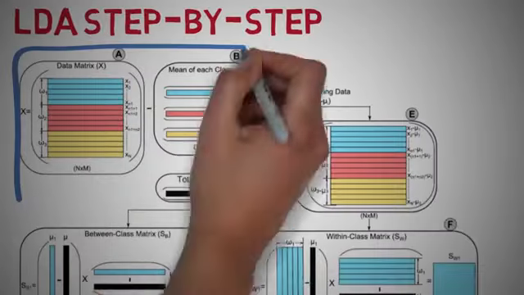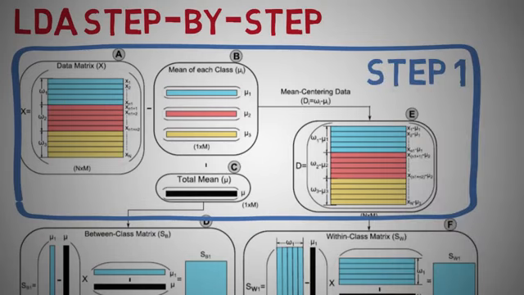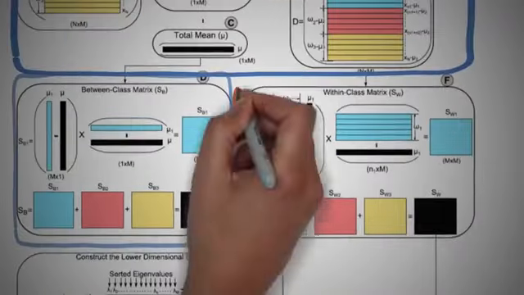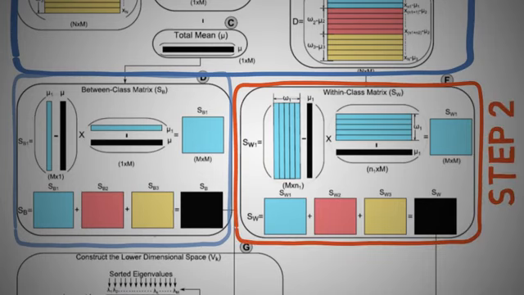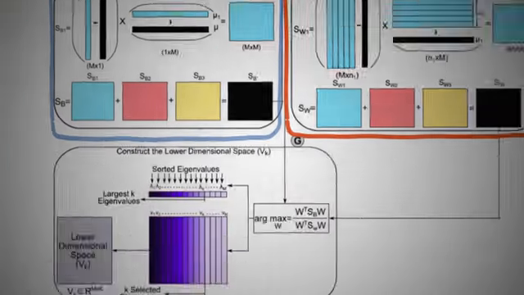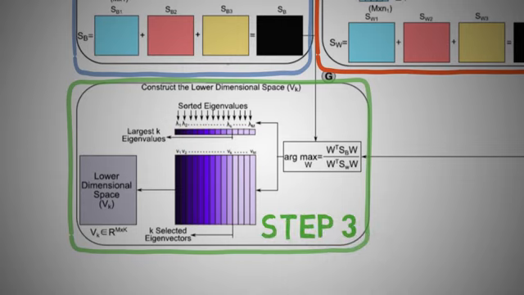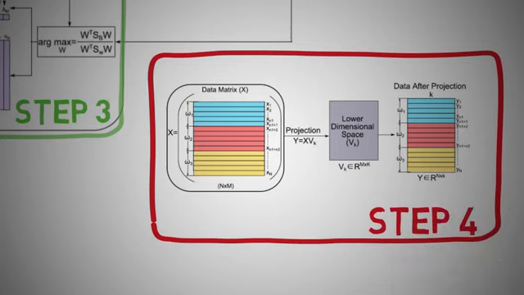Let's take a look at the LDA algorithm step by step. The first step is to calculate the separability between the different classes, i.e. the distance between the means of the different classes, which is called the between class variance or between class matrix. The second step is to calculate the distance between the means and the samples of each class, which is called the within class variance or within class matrix. The third step is to construct the lower dimensional space, which maximizes the between class variance and minimizes the within class variance. The fourth and final step is to project our original data matrix using the calculated lower dimensional space, thus giving us our projected data.